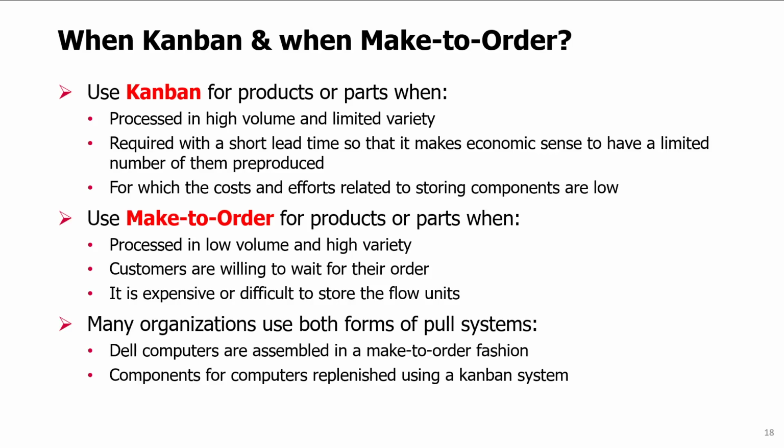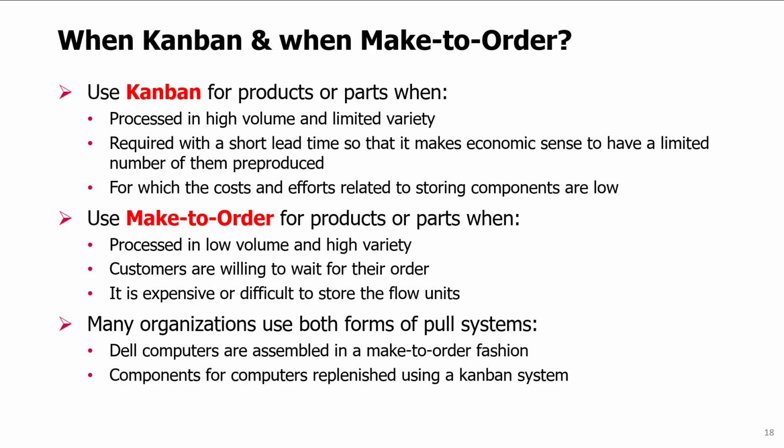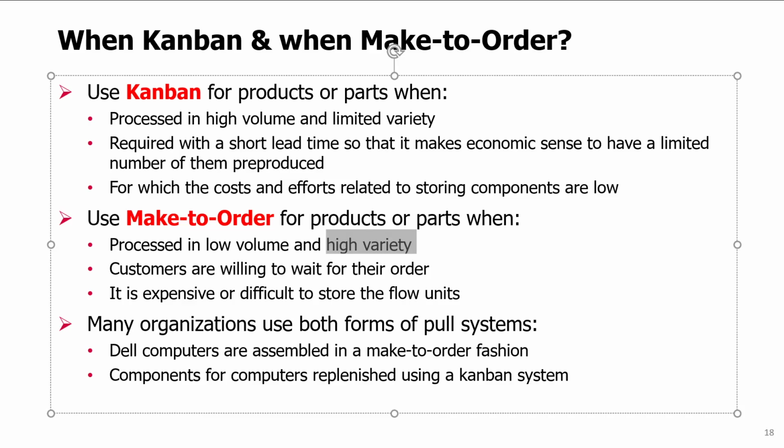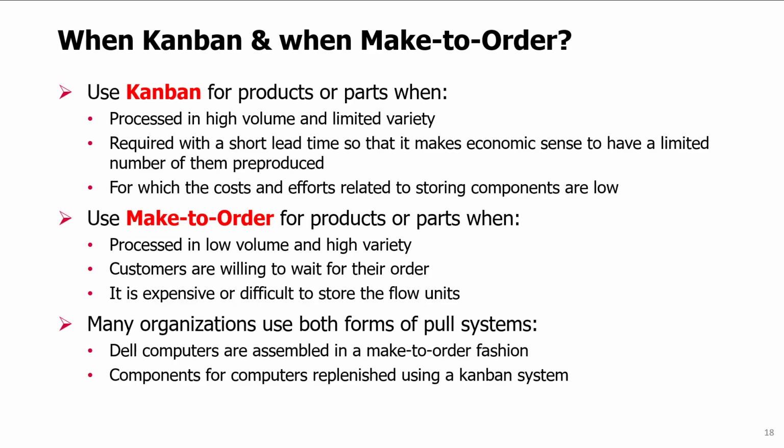On the other hand, we should use the make-to-order pull process for products or parts when they are processed in very low volume and very high variety. In that case, it would be very hard to store a large variety of products. It would mean a lot of inventory, even if each variant is stored in just a few units. Also, it is possible when customers are willing to wait longer for their order. And it is sometimes necessary when it is expensive or difficult to store the flow units.